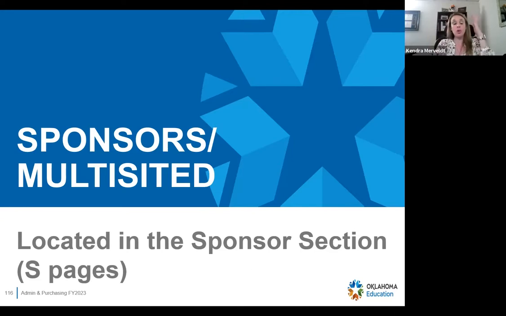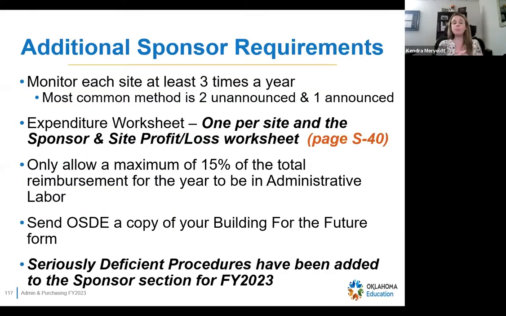So that means that you have one agreement number and you have several sites underneath that agreement number. If you are multi-sited, you do have to monitor each site 3 times per year. The most common method is doing 2 unannounced and 1 announced, or you can do them all unannounced. We do have a new form, the expenditure worksheet, and you have to do the expenditure worksheet per site.